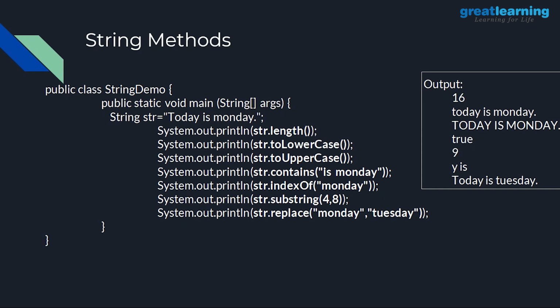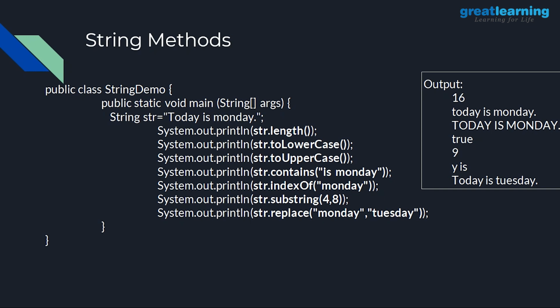Now, what is the index of Monday? We want to know at which position Monday is, right? So you just have to write index of. The index of Monday, if you try to count, is 9. So today is 0, 1, 2, 3, 4, 5, 6, 7, 8 and 9. So it is present at index 9. If you want to find out the index of certain strings, you can do it.